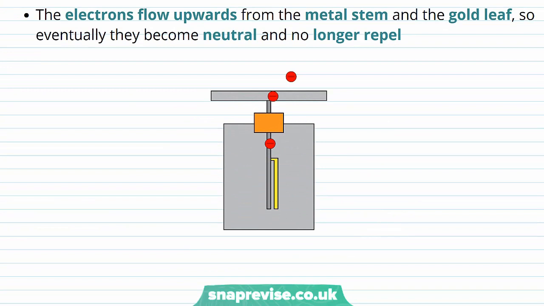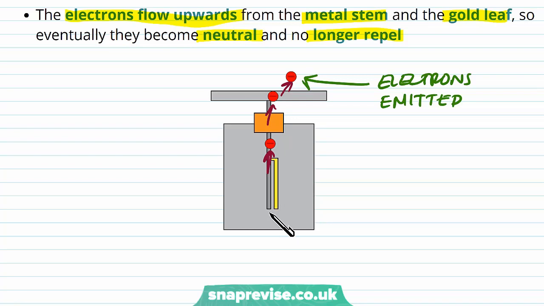And then as the electrons are emitted from the top metal plate, the electrons flow upwards from the metal stem and the gold leaf, so eventually they become neutral again and no longer repel each other. So once the electrons from the metal plate have been emitted, electrons move up from the gold leaf and from the metal stem. So we can see that here, these electrons are moving up and they're emitted. And as the electrons are emitted, these two are now neutrally charged again, which is why the gold leaf falls, because it's no longer repelled.